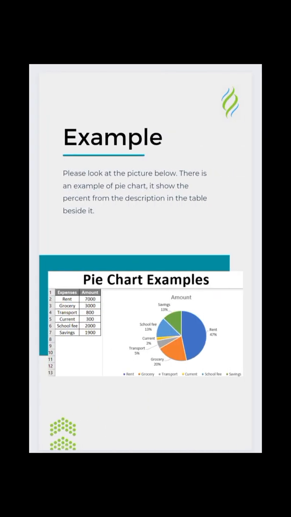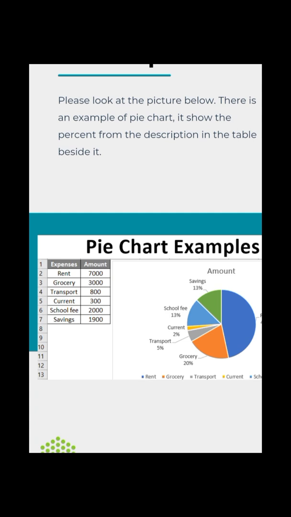And for the last content is example. Please look at the picture below. There is an example of a pie chart. It shows the percentage from each description in the table beside it. Here, we can see in the table there is rent with amount 7,000, grocery 3,000, transport 800, current 300, school fee 2,000, savings 1,900.